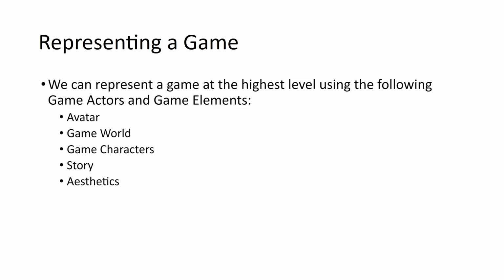Now, representing the game itself, we can represent a game at the highest level using the following game actors and elements. So we have an avatar. The avatar is like our player character, basically, in Unreal. We also have the game world, again, which is an actor. Game characters, which are characters other than the avatar. And also the story, which isn't a game actor, and aesthetics as well, which is also not exactly a game actor. They're kind of special elements there.